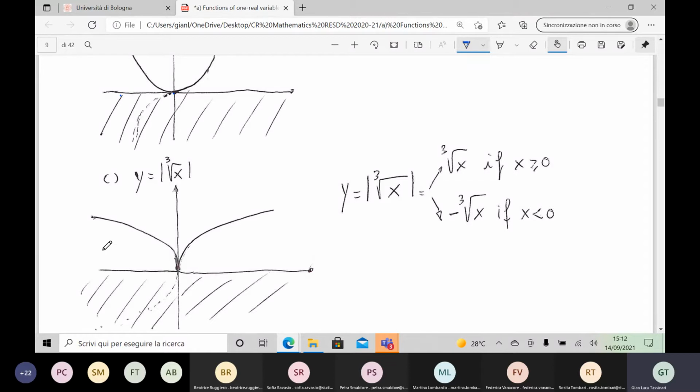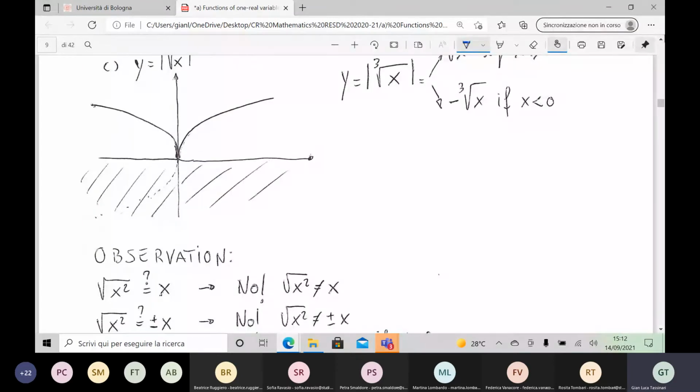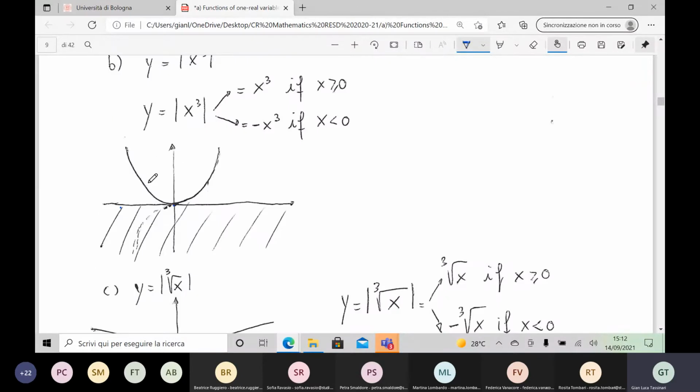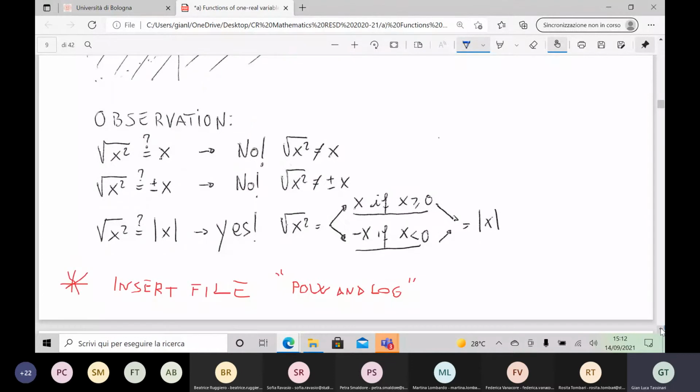So in other terms, you have to take the symmetric of this branch with respect to the horizontal axis, and you get this one. If you want to play at home, and then we stop. If you want to verify that this function and this function, these and these, are even, plot them, to play.